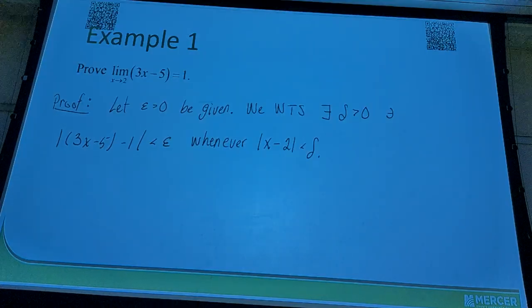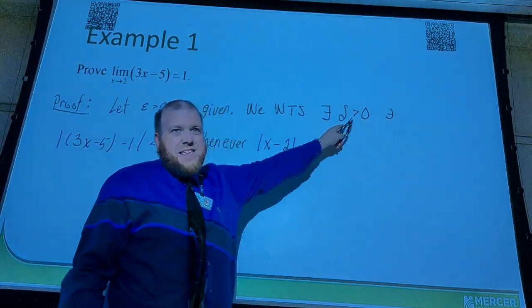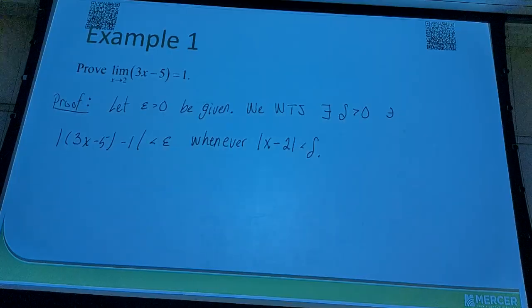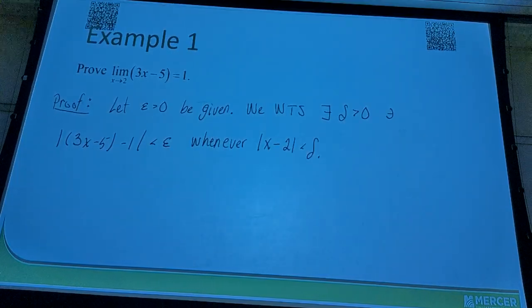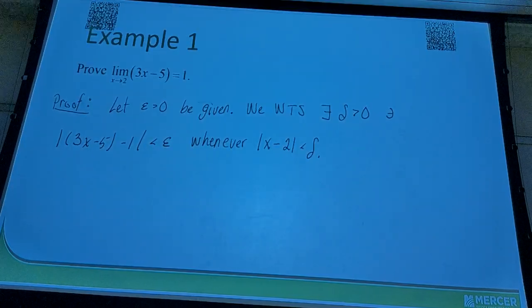Now what we did by stating this: we want to show that there is a delta that makes that a true statement. That allows us to quit once we find that delta. That means all that I'm going to do is show you how to find the delta. And then I'm done.